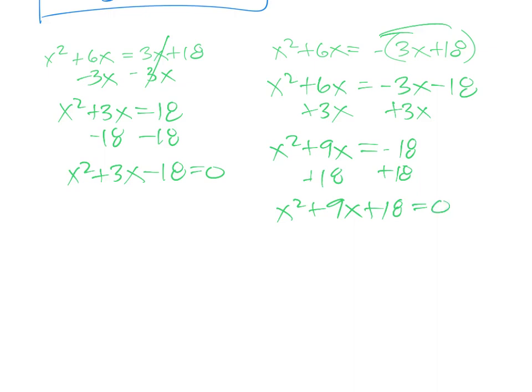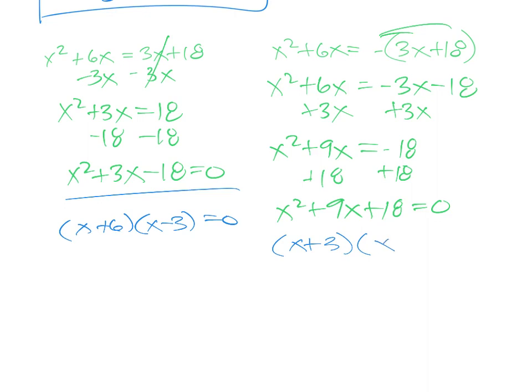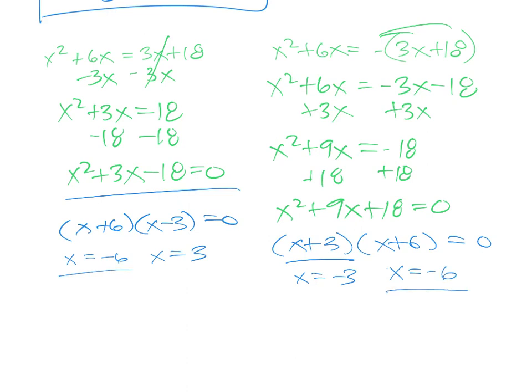Okay, so for this first quadratic, I could factor it into x plus 6 times x minus 3. And for the second quadratic, I could factor it into x plus 3 times x plus 6. All right, so setting the factors equal to 0, I get -6. Here I get 3. Saying this factor equal to 0, I get -3. And saying that factor equals 0, I get -6. So those are both the same. Don't need to repeat the same solution.